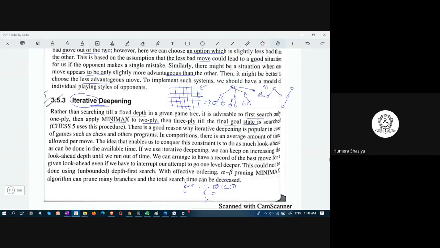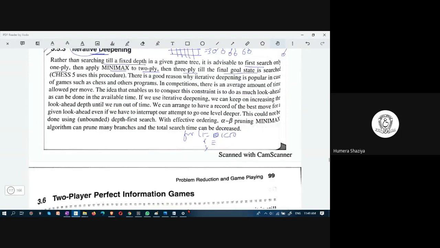Suppose the problems that we would encounter in fixed depth solution of minimax and minimax alpha beta. Is this clear? Any doubt, students? If you have any doubt, you can put it in the chat window, or else we will move ahead.